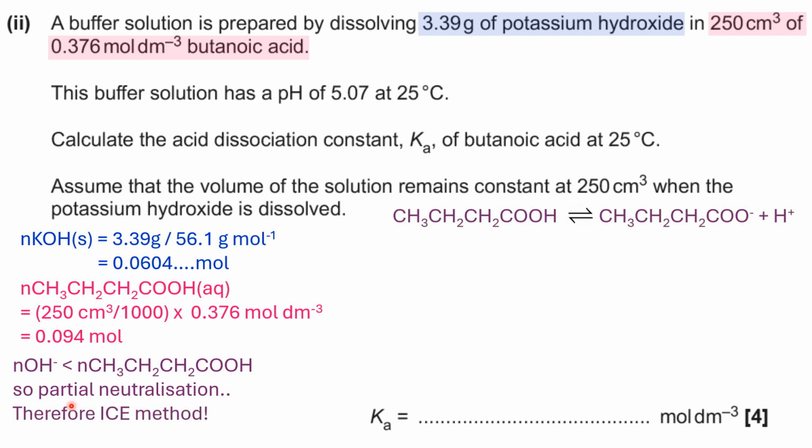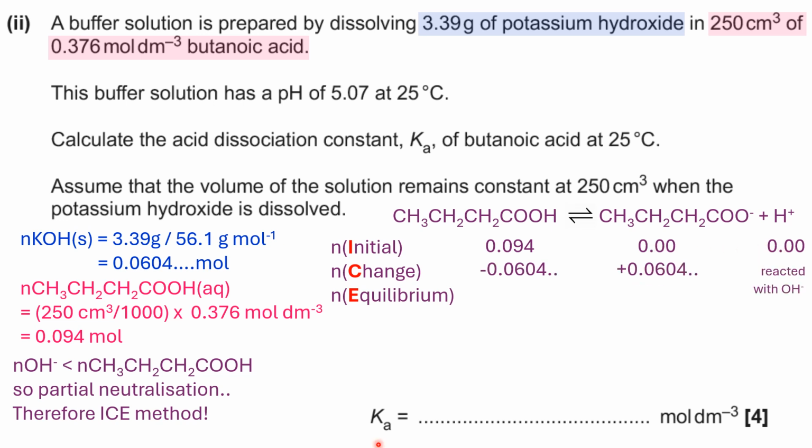So the ICE method is basically taking our dissociation of the weak acid and working out the initial moles, change in moles once it reacts, and the moles left at equilibrium. So taking our 0.094 moles of weak acid, obviously at the beginning it hasn't started dissociating yet, so there's no moles of butanoate and no moles of H+.